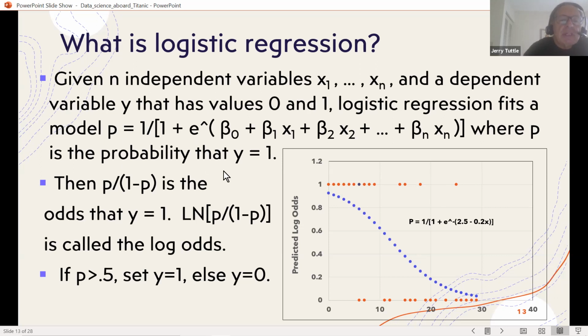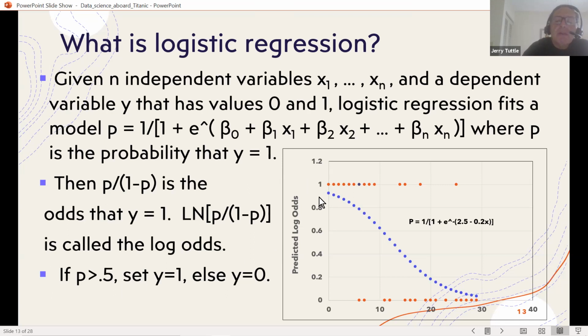And with a little algebra, you probably remember that odds, what are the odds of something happening, are p over 1 minus p. And if you take the natural log of odds, you get a really nice algebraic relationship. The odds ratio is the ratio now that y equals 1, which is what we're interested in. Y equals 1 being survival.